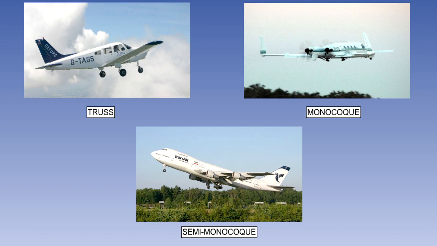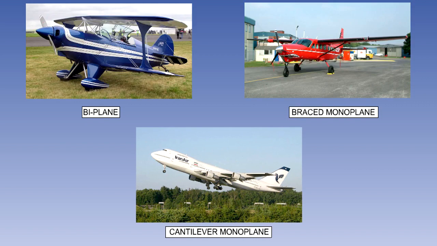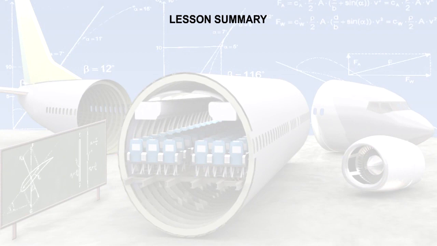This is the end of the lesson. You should now understand the differences between truss, monocoque, and semi-monocoque fuselage construction, and the differences between biplane, braced monoplane, and cantilever monoplane wing constructions. You should also note the following key points from this lesson.